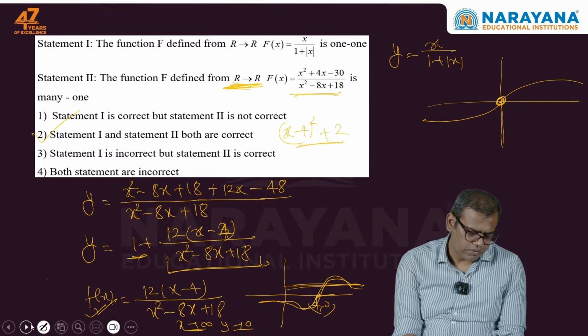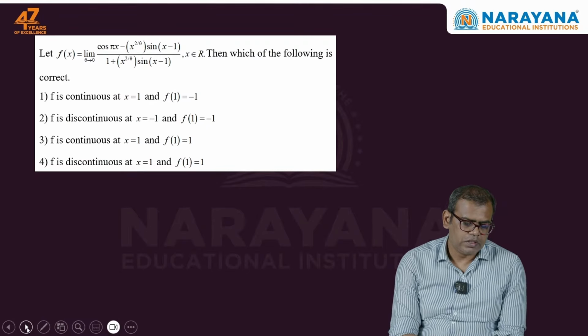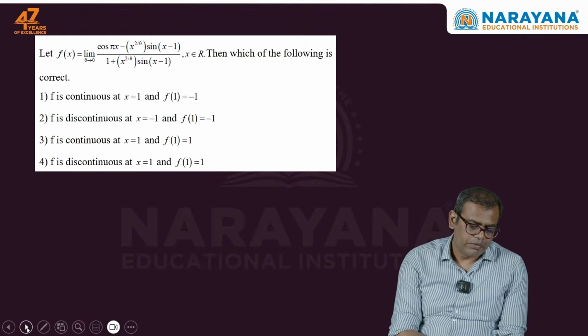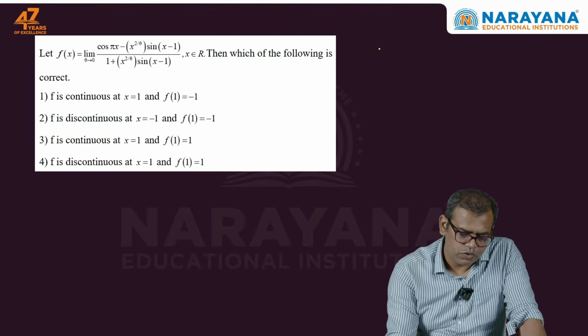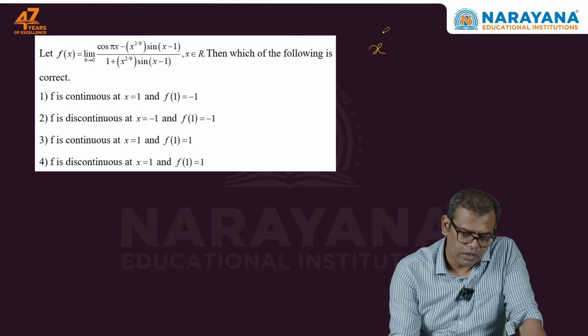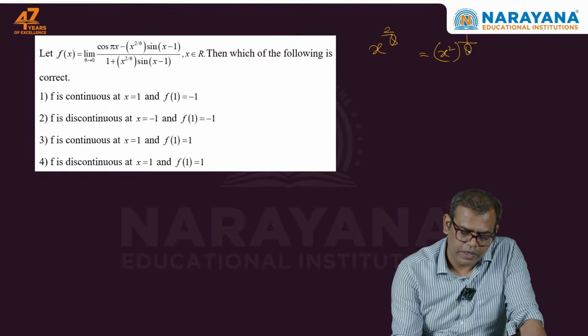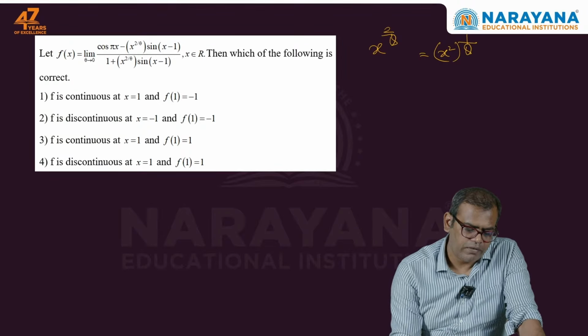Now, this is a very good question. The idea is very old, but the format is new. Here x to the power 2 by theta is given, right? So we can write x square to the power, with exponent 1 by theta. What will happen? Look at the nature.